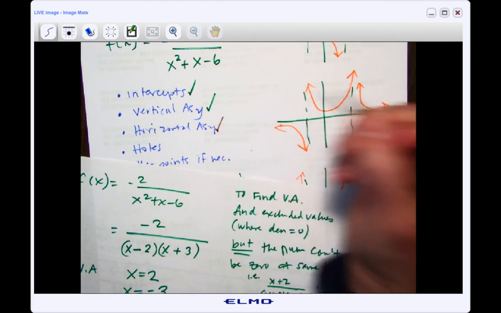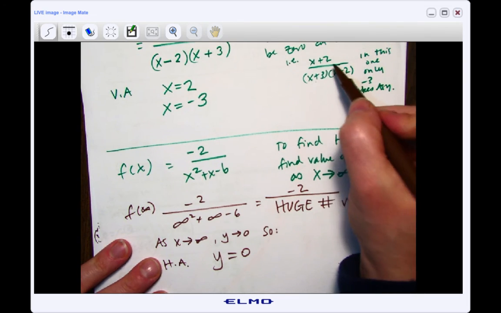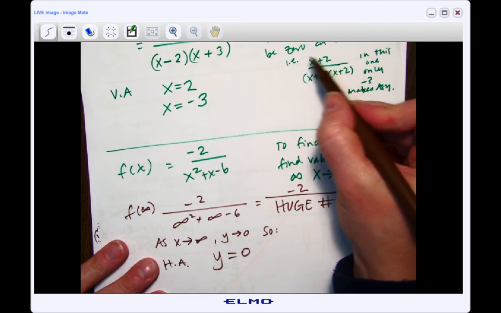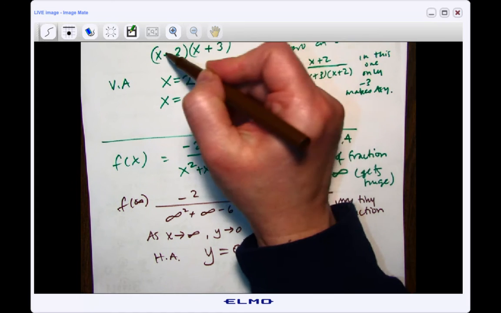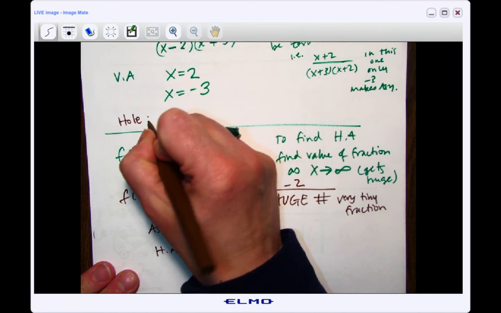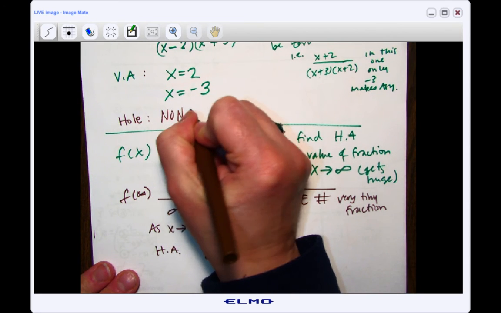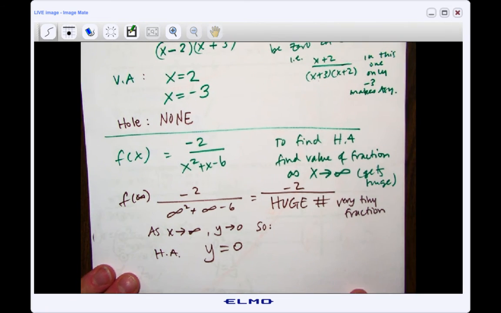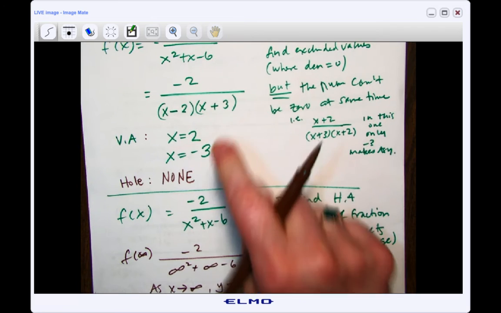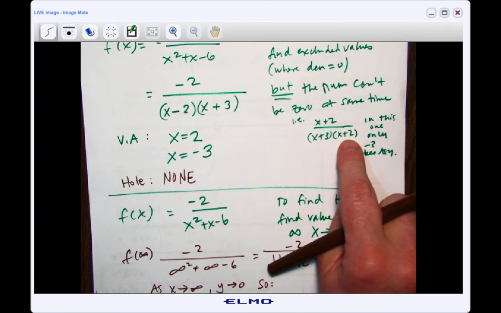Got that one. Now, once again, I actually already did the holes, because holes would have been if I could have canceled one of these out. I usually find the holes while I'm doing my vertical asymptotes, and I already know that this one has none. No holes for this one, because these did not cancel. That's how you make a hole. So this hole would have been at -2.